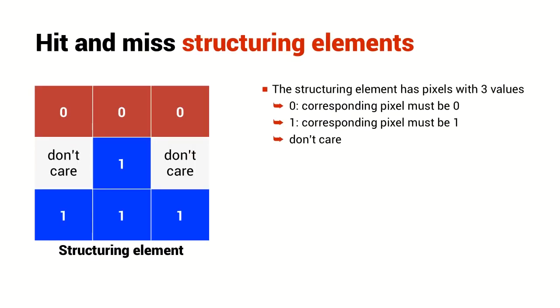Another variation on mathematical morphology is what's called the hit or miss transform. In this case, the structuring element contains pixels which have three possible values. The value could be 0, which means that the pixel that it sits over must be 0. It could be 1, which means that the pixel that it sits over must be equal to 1. Or it can have a value of don't care, so it doesn't matter what pixel value is underneath. Let's illustrate this with some simple examples.